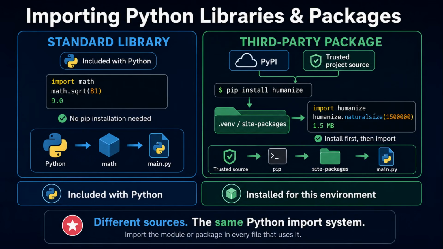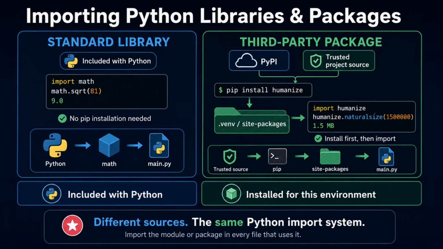Third-party packages come from outside Python's standard library. They are commonly downloaded from the Python Package Index, PyPI, although some are distributed through other trusted project sources. Before Python can import one, we must install it into the active environment. We installed humanize with pip install humanize. Pip downloaded the package and placed it in the site-packages directory inside our virtual environment. We then added import humanize to main.py and called humanize.naturalsize through the package namespace.